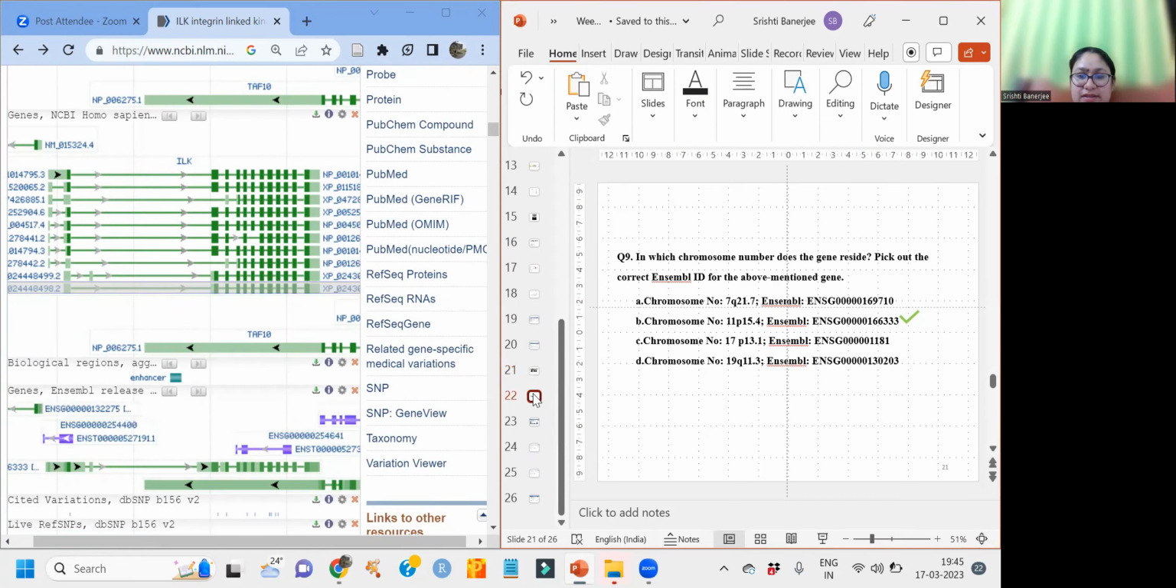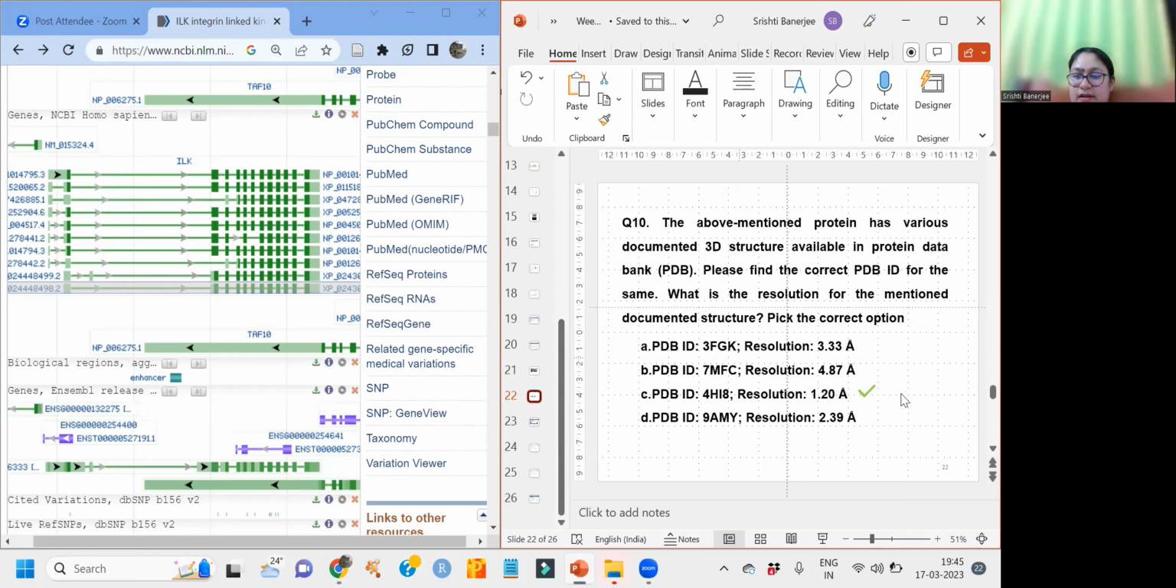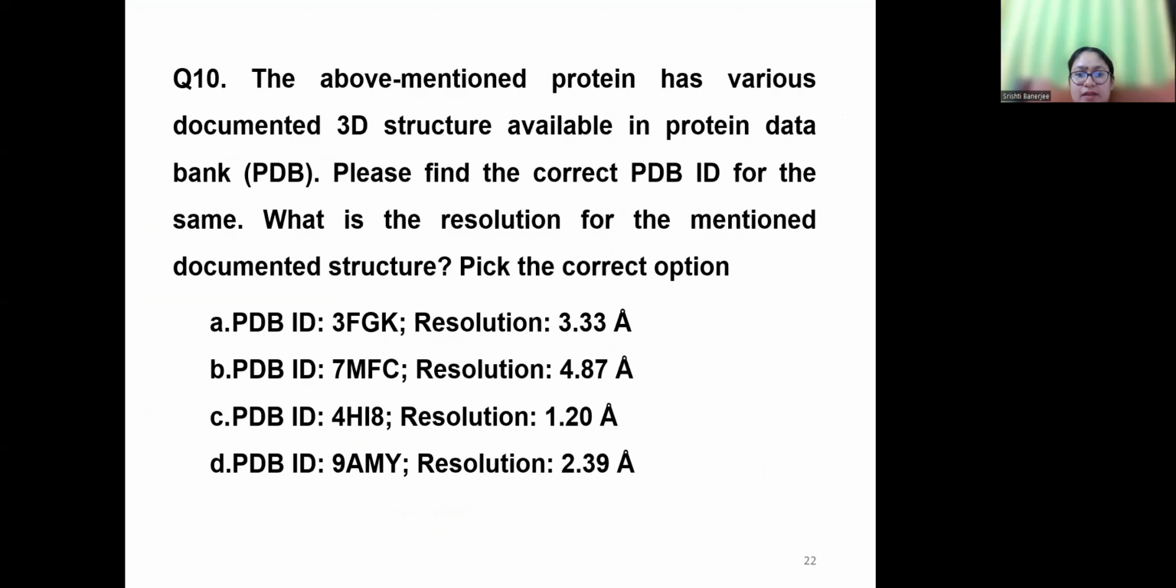Let's go to one more question. The question says, the above mentioned protein has various documented 3D structures available in PDB, the Protein Data Bank. Now, PDB is one more database which has different proteins and their crystallized structures. You will go and see how it looks. Please find the correct PDB ID for the same. What is the resolution of the mentioned document? And pick the correct option.